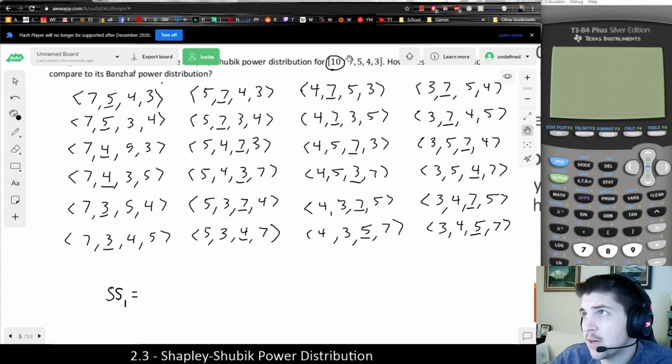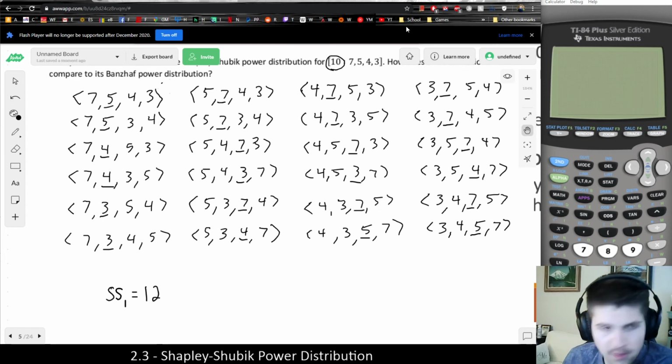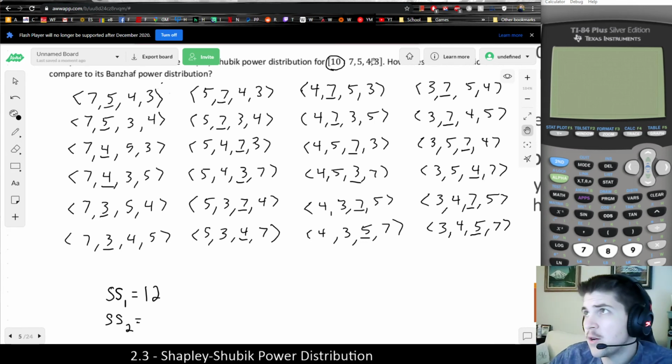Recalling that player 1 is the player with 7 votes, because this is P1, P2, P3, P4, I'm focusing on counting up how many times 7 was underlined. So we have 1, 2, 3, 4. 7 was not pivotal over here. 1, 2, 3, 4, 5, 6, 7, 8, 9, 10, 11, 12. So player 1 was pivotal 12 times. Then we do the same thing for everyone else. How many times was player 2 pivotal, who had 5 votes? 1, 2, none there, 3, 4. So I believe the player with 5 votes was pivotal 4 times.